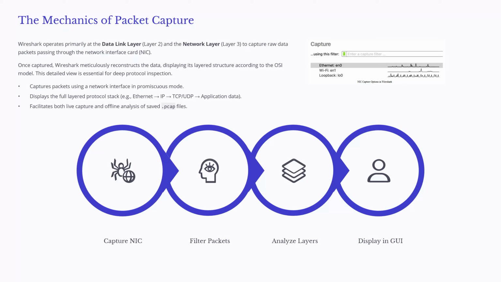It captures data packets directly from the network interface card at the data link layer. Every time data is sent or received, it travels through multiple layers. First through Ethernet, then IP, then TCP or UDP, and then the application layer. Wireshark records all of this and displays it in a readable, structured way. The tool supports both live captures and analysis of saved packet files, commonly known as PCAP files. It basically acts like a microscope for network data, letting you inspect what's happening under the hood.